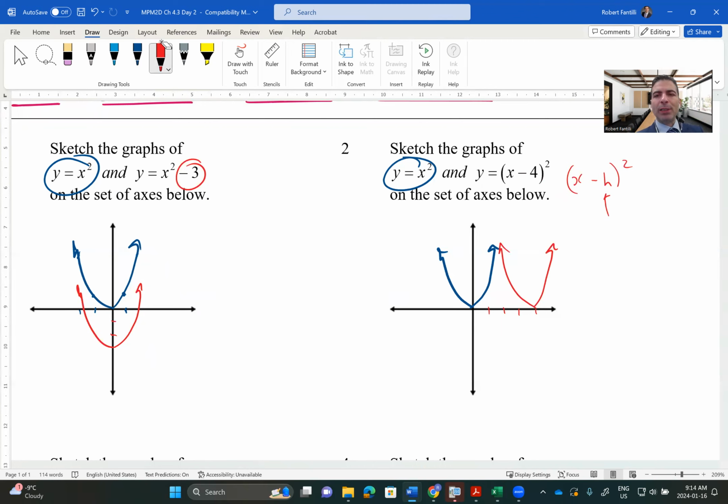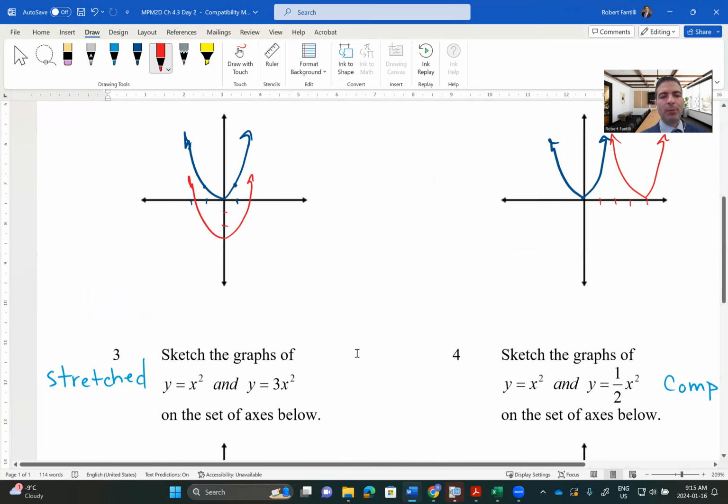So this parabola here has shifted to the right 4 because that's a 4, right? So I try to draw them from there, and it hasn't been stretched or compressed because there's a hidden invisible 1 in front of the bracket. So it's the same size and shape. Again, we call that congruent to the parent parabola.